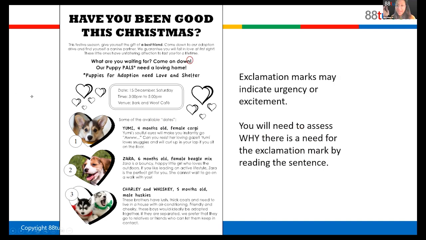Now, you also see exclamation marks sometimes in visual text. That indicates urgency again, or excitement. And it's only used for informal, never for formal. So you will need to assess why there is an exclamation mark. Sometimes they will ask you, why is this sentence exclaimed? Why is there a need to exclaim? So of course here, come on down, it's an urgency. They want these animals to be adopted as fast as possible, urgently, and so they're asking you to come on down. So there's an exclamation mark there.